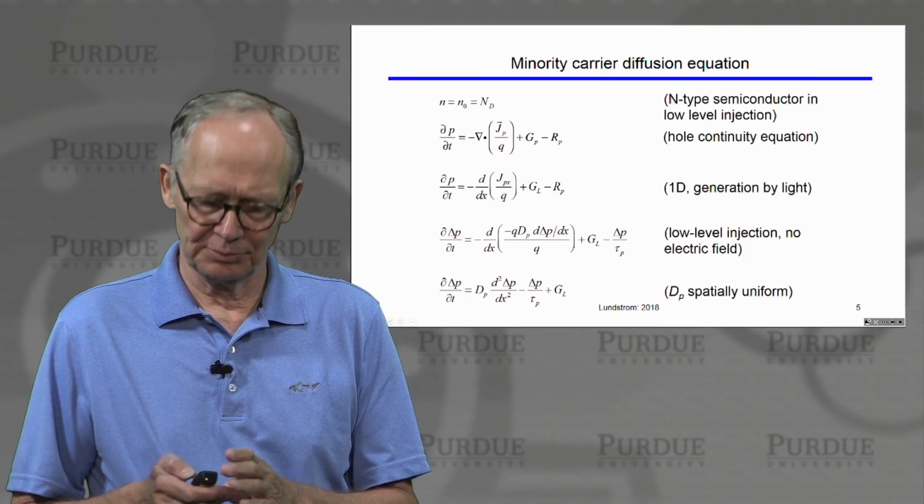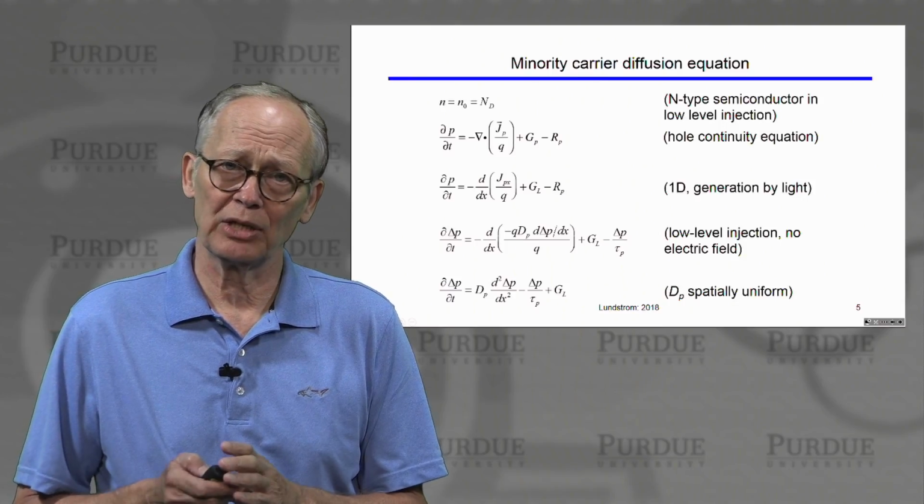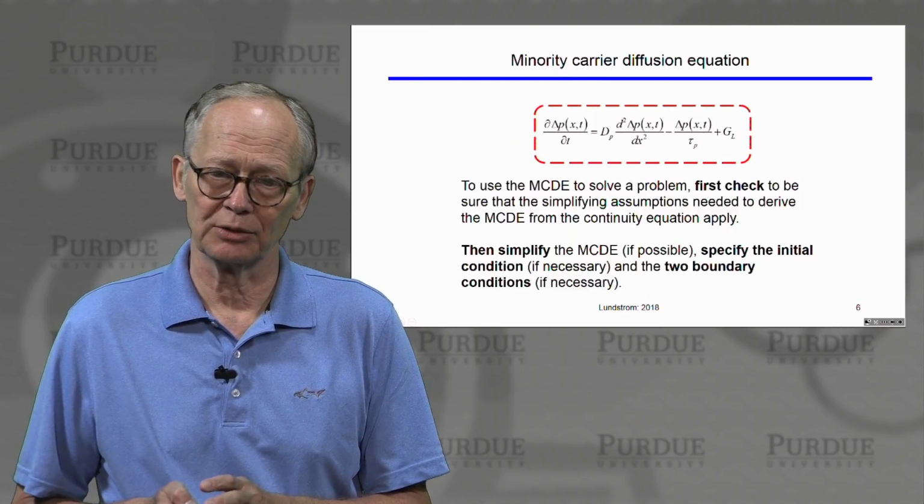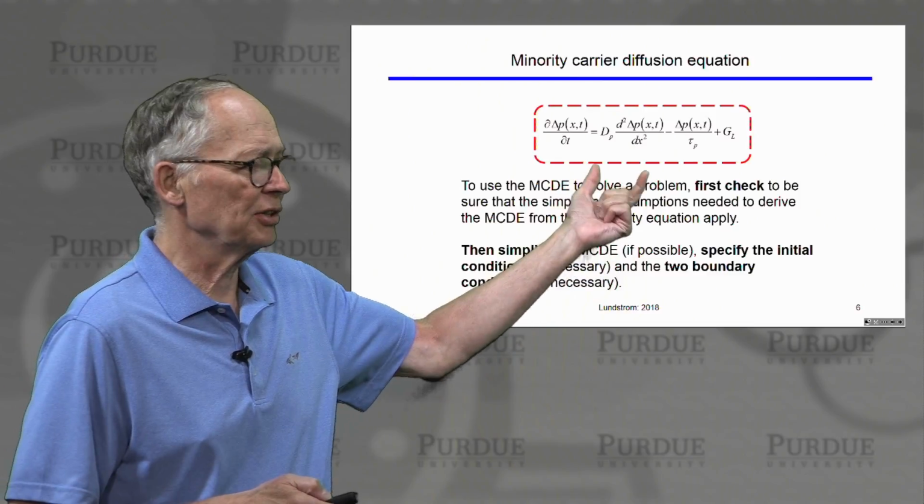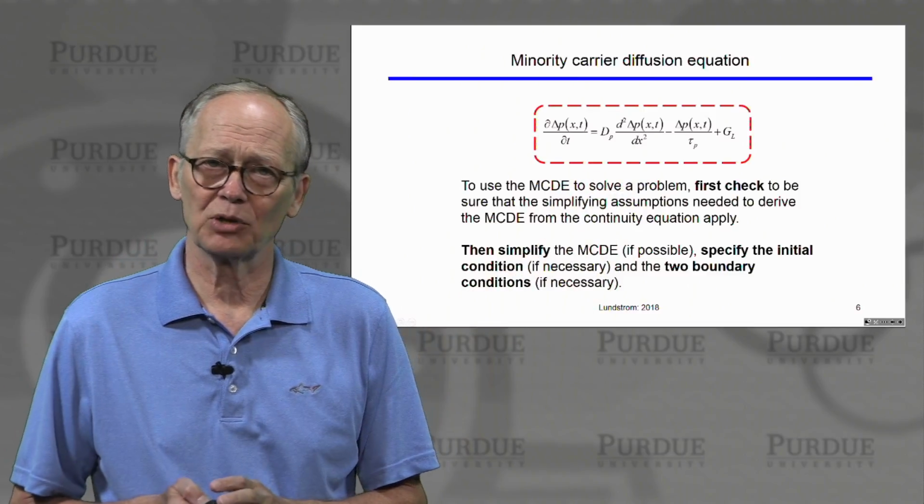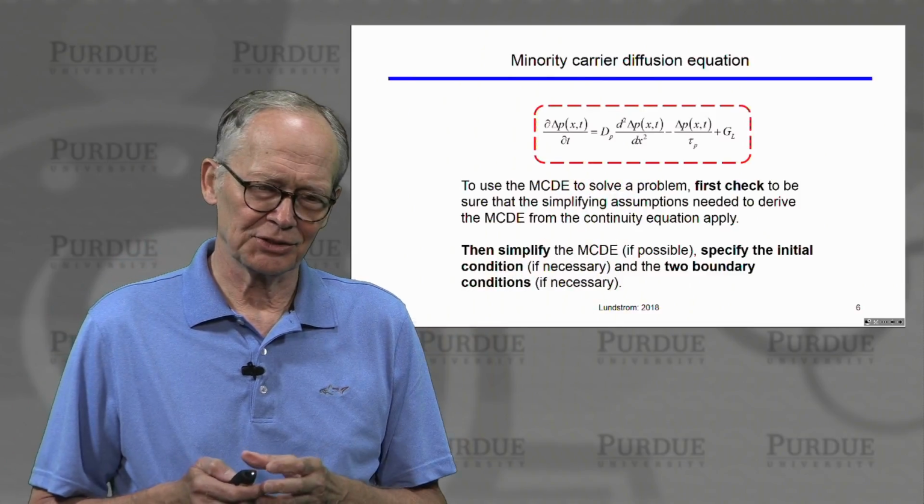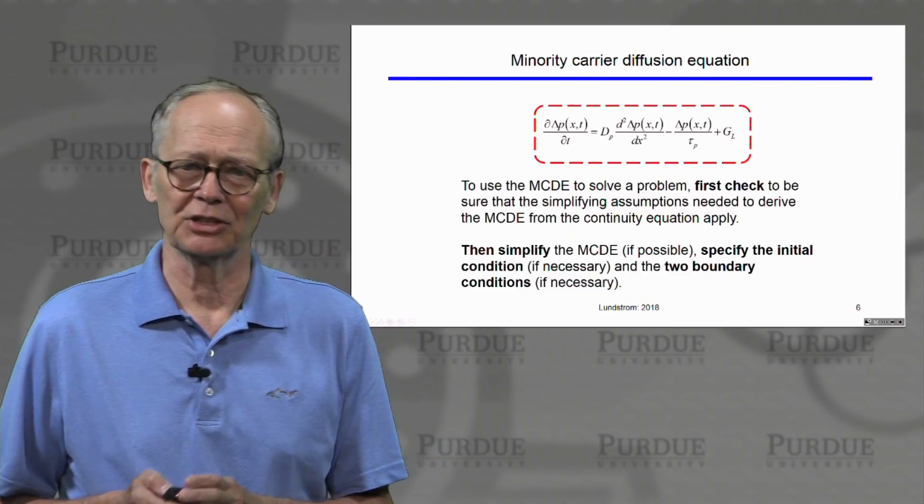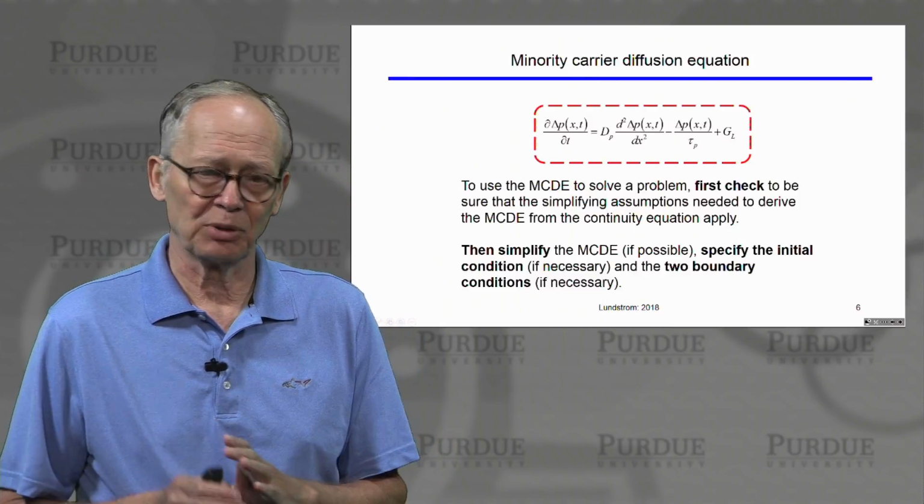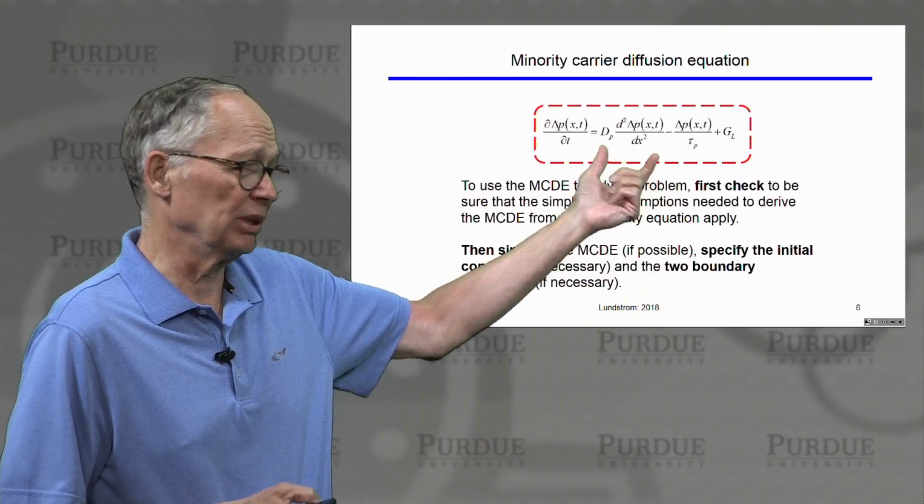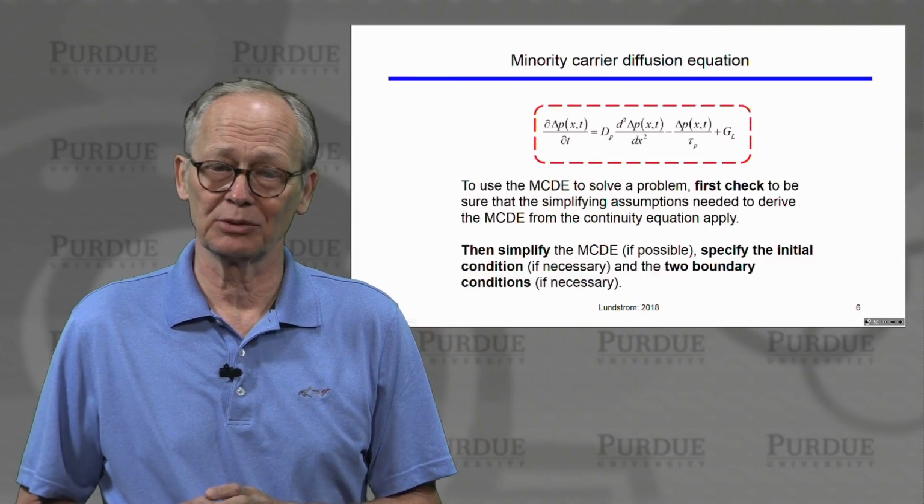That equation is encountered frequently, and we call it the minority carrier diffusion equation. So this is the equation that we're going to discuss, and we're going to try to learn how to solve it under certain important, simple conditions. Now, when we're solving a problem like this is actually a reasonably complicated partial differential equation itself.